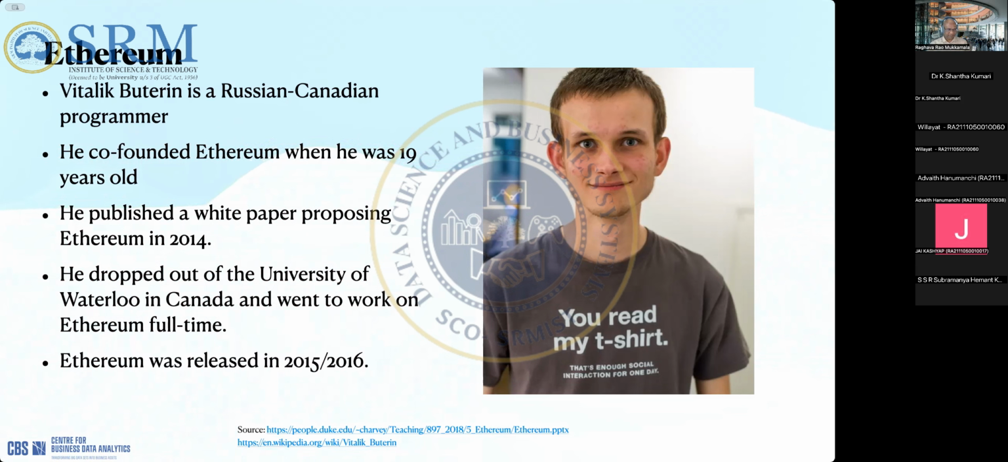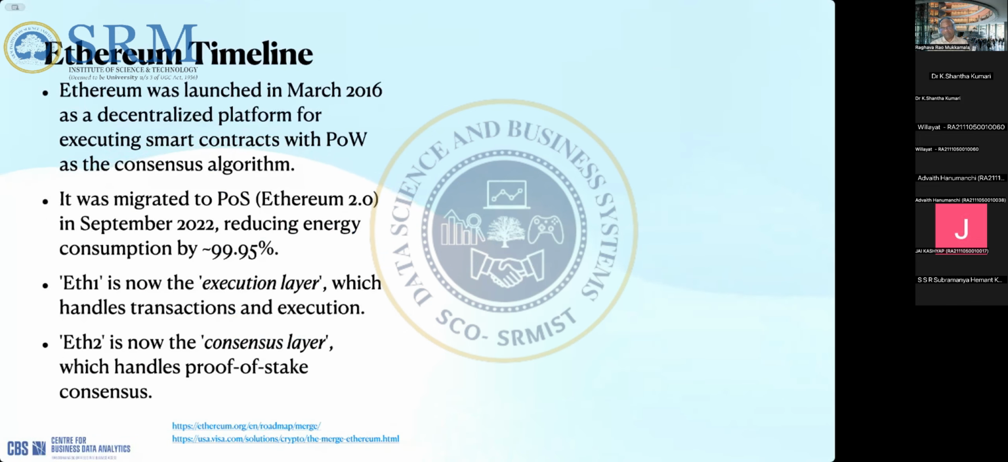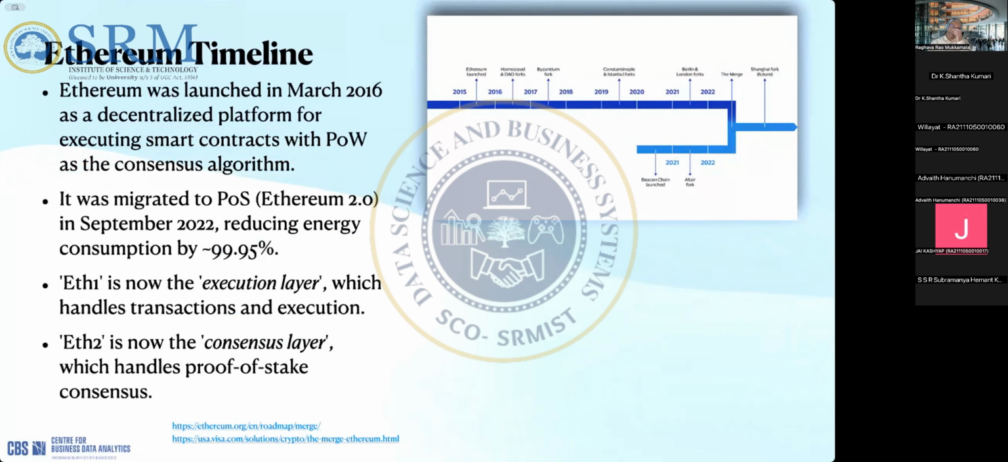And finally, Ethereum was released initially in 2015, and the official release was around 2016. Officially it was launched in 2016 as a decentralized platform for smart contracts, focusing especially on running and executing automated contracts, and initially with proof of work as the consensus algorithm.